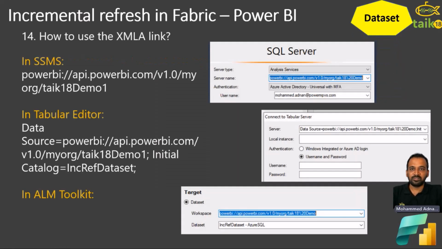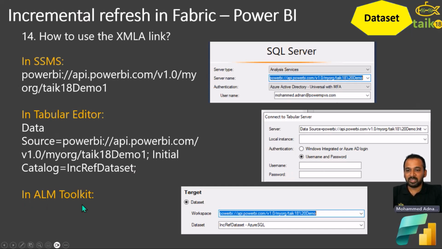Now, how can we use it in different tools like SSMS, Tabular Editor, and ALM Toolkit? In SSMS, the link which you have copied is the complete link. You just need to copy from Power BI until the workspace, which is the workspace name, and paste it in the server name here. Make sure you select the server type as Analysis Services, because the dataset is Analysis Services behind the scenes. Then you need to select your authentication and pass your email ID. For Tabular Editor, you just need to copy the entire link over here and select your authentication to be username and password. And then you are done with that.